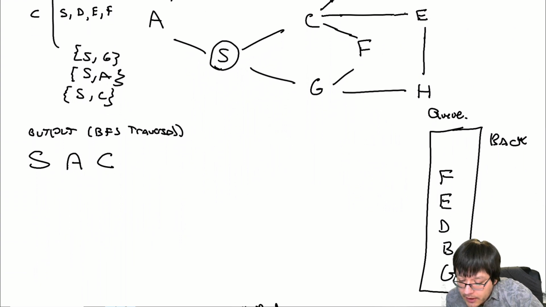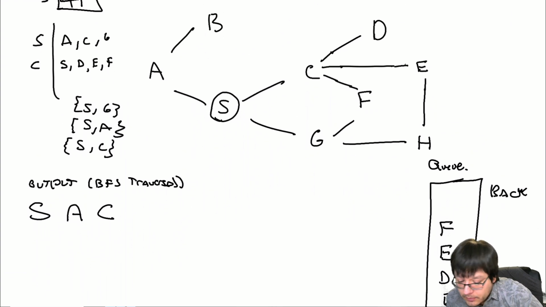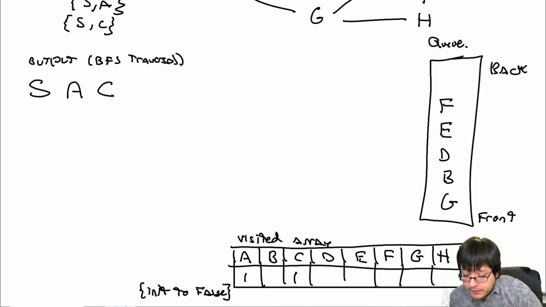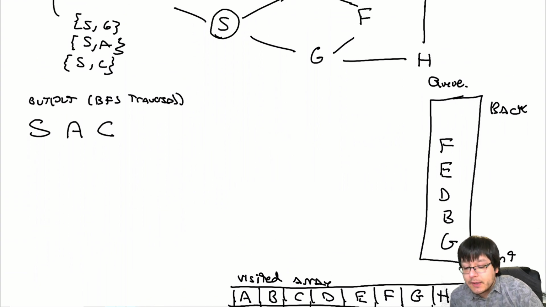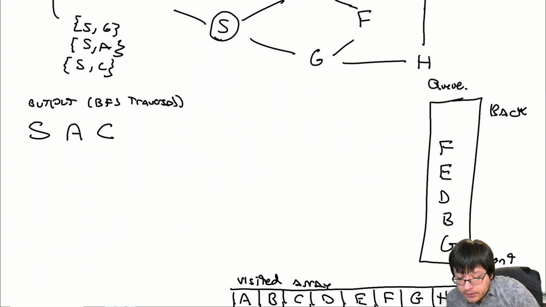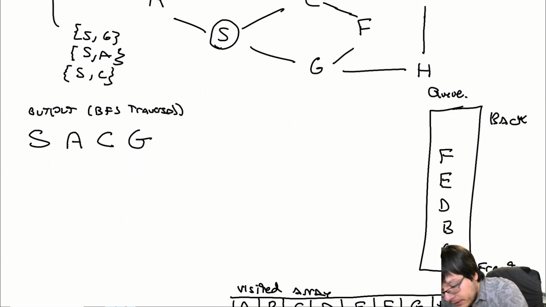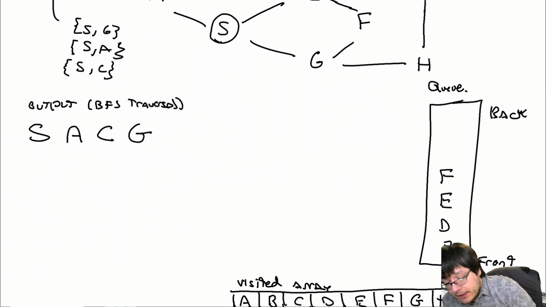So D, E, and F have been added to the queue. We don't add S because it's already been marked as visited, and we're good to go. We already marked it as visited, so everything is great. So, okay, we can go ahead and dequeue the next thing. The next thing that we have to dequeue is going to be G. So G is coming out of the queue, being added to the output. Before we forget, the first thing we should do is add it to the visited array.